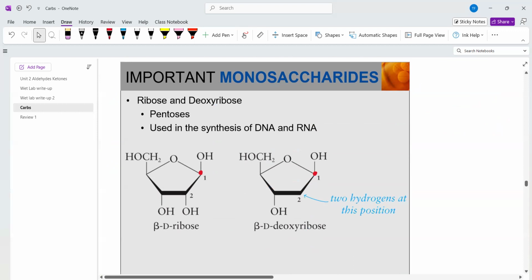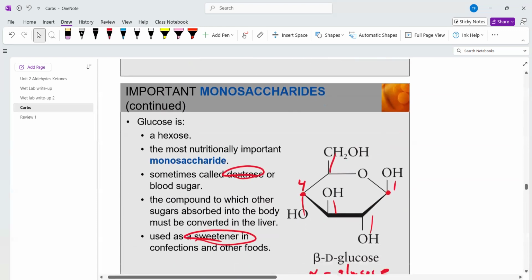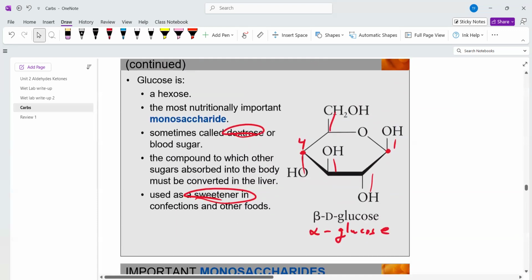Okay, so I mentioned this earlier. This is ribose. We've got these two hydroxyl groups on carbons 2 and 3, and then the deoxy version loses carbon number 2's hydroxyl group. Okay, so let's go through these in detail.